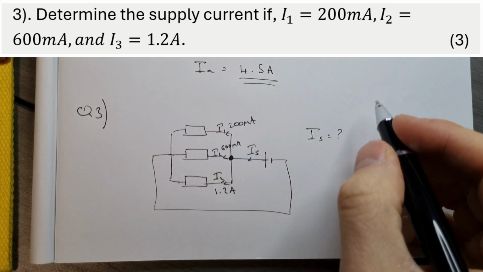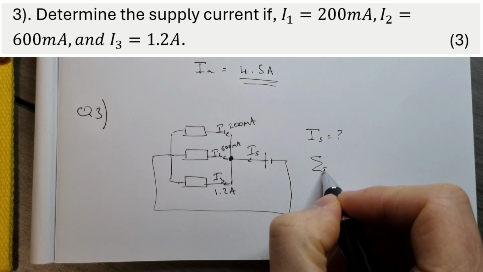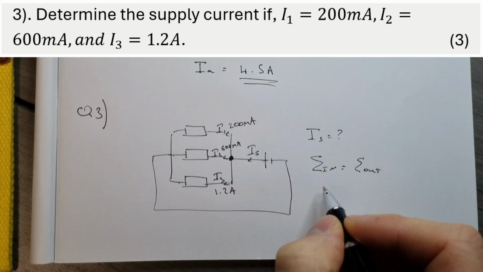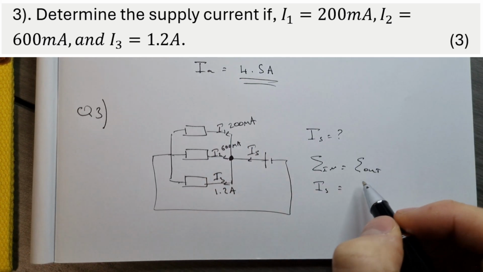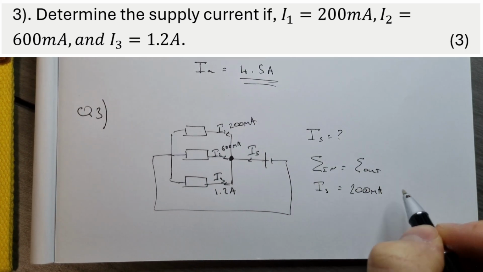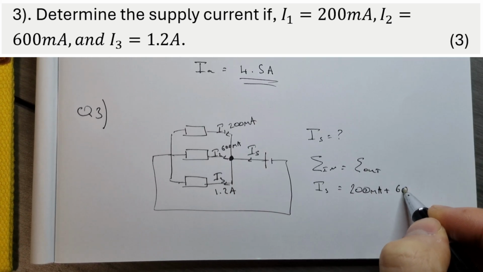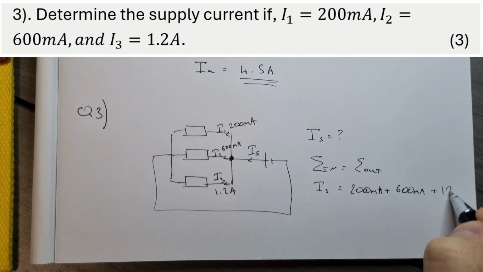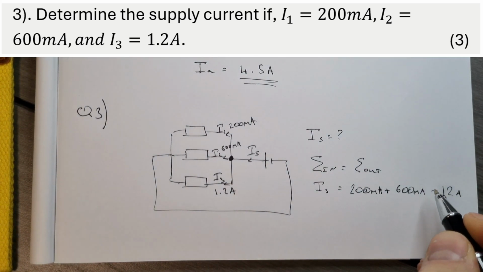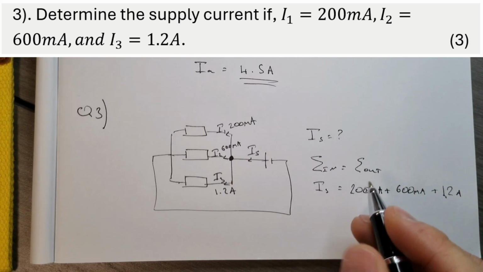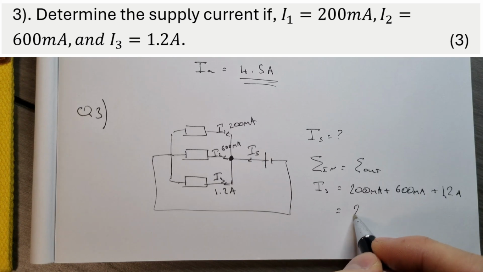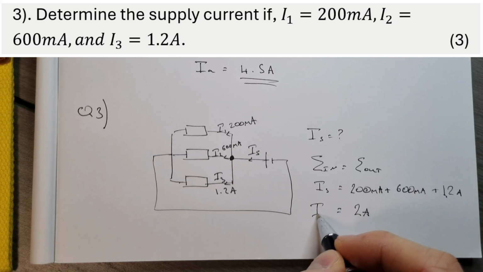So we can work backwards here to say that the sum in must equal the sum out, and our supply current is the sum going in, and the sum coming out is 200 milliamps plus our 600 milliamps plus our 1.2 amps. Okay, so when we add all this together, we get 800 milliamps plus 1.2 amps, so that ends up giving us a total of 2 amps as our supply current.